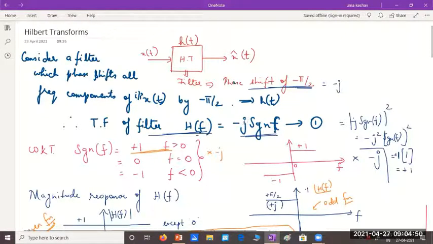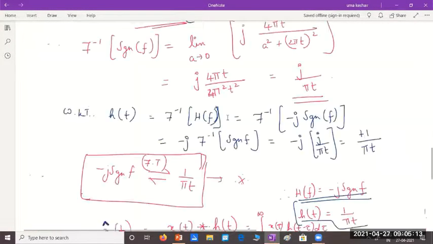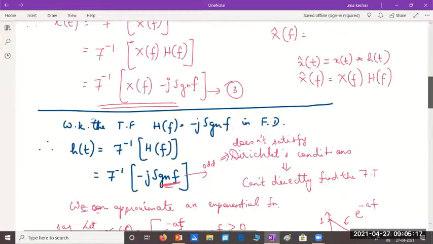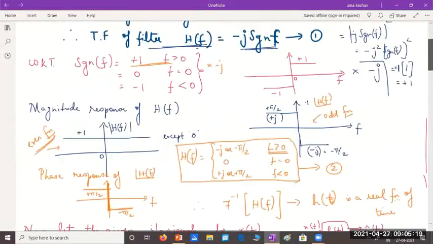Whenever you need a phase lag of minus pi by 2, in the frequency domain it becomes a multiplication. So multiply minus j with signum of f, and you would get the required job of the Hilbert transformer. The Hilbert transformer filter should have this kind of transfer function. We showed how that transfer function looks.